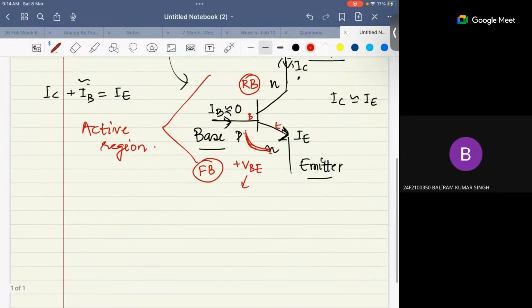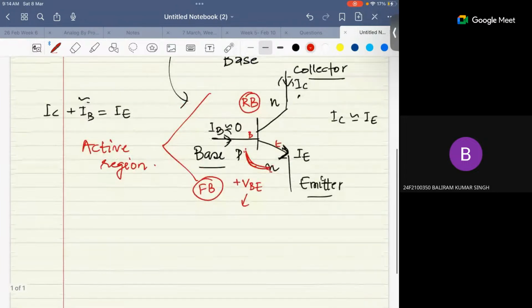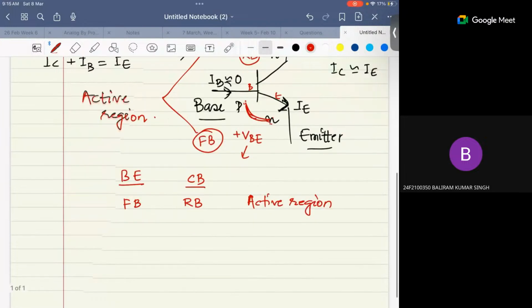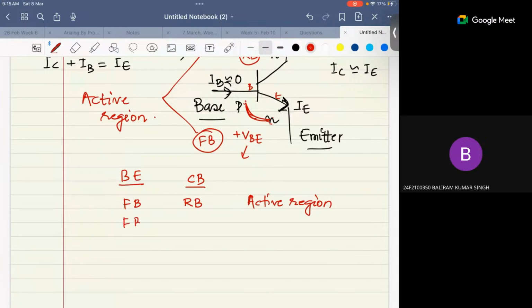Yeah, see the combination, let's say for example, this is the input junction, the base-emitter junction, right? And then the other one is the collector-base region. This can be forward bias and this is reverse bias. This is the active region. This can be forward bias. This also can be forward bias.